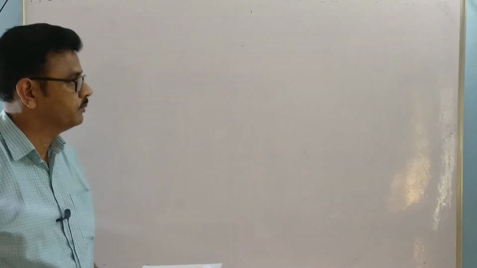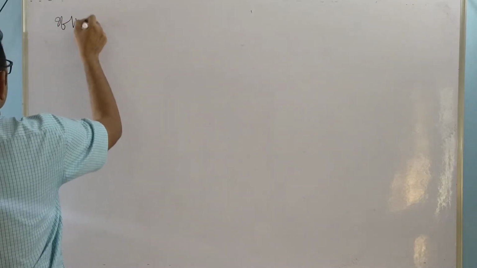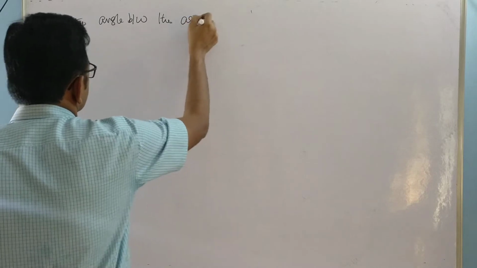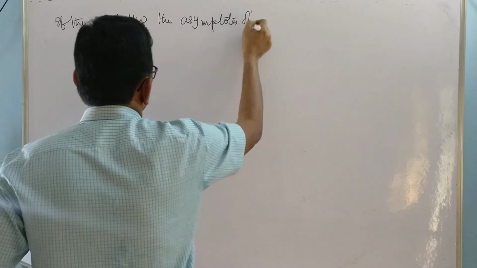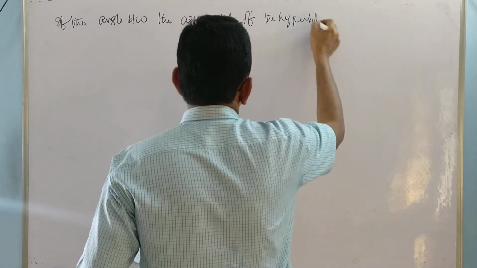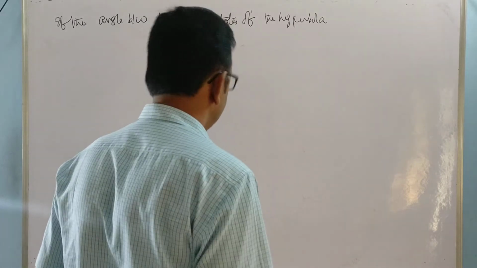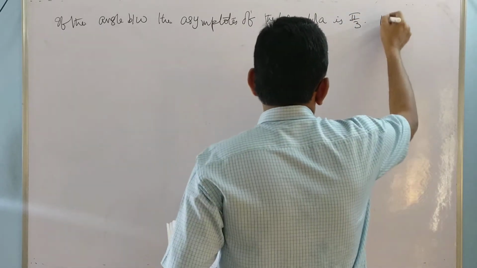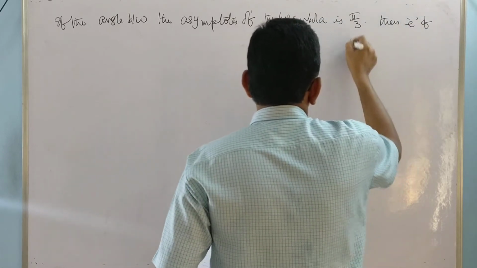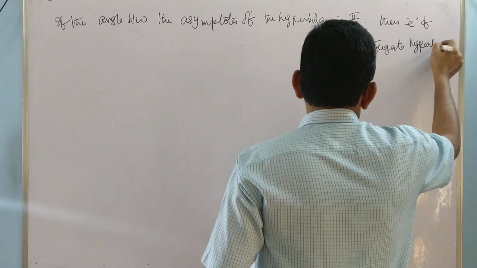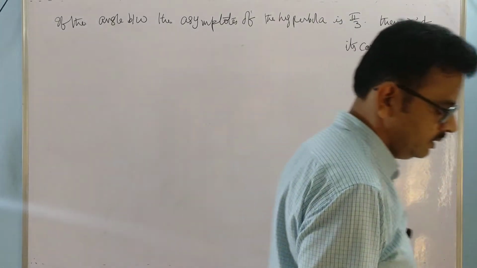Next one, if the angle between the asymptotes of the hyperbola, the standard form x square by a square minus y square by b square equal to 1, is pi by 3, that is 60 degrees, then the eccentricity of its conjugate hyperbola.